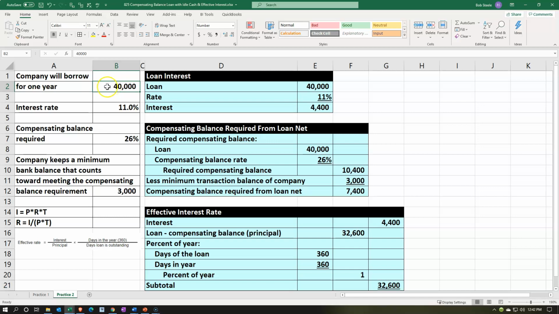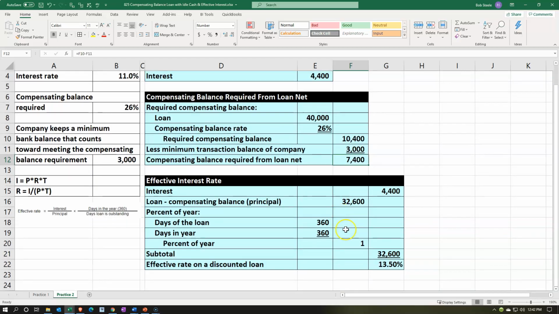And then we have to figure out what interest we're going to pay on that loan. That's going to be the $40,000 times the rate of the loan. Then what's going to be the compensating balance, so that I can figure out how much of the loan we're actually going to be able to use. And we're going to take into consideration the $3,000 that the bank is going to allow us, because this is in our checking account. So the bank says, if you keep that $3,000 minimum balance, then we're going to count that towards this compensating balance. So that's going to be the $40,000 times the 26% gives us the compensating balance of $10,400, minus the $3,000. That gives us the $7,400. Then we can figure out the effective interest rate.